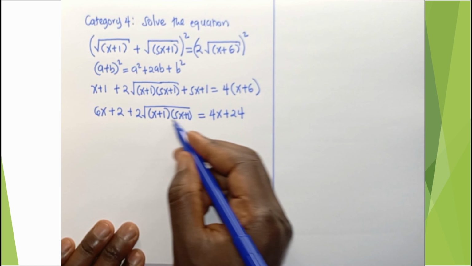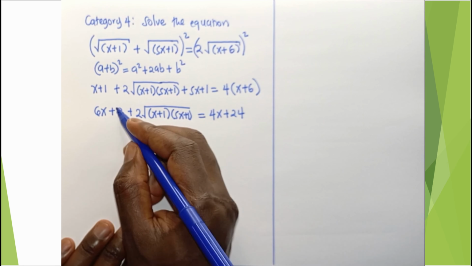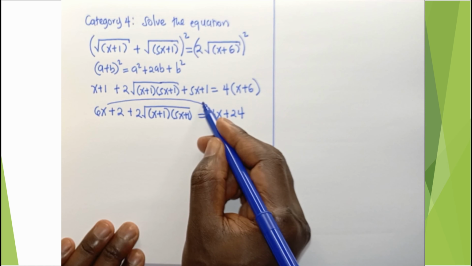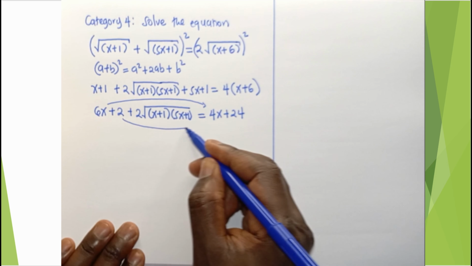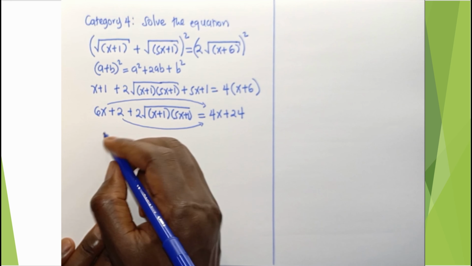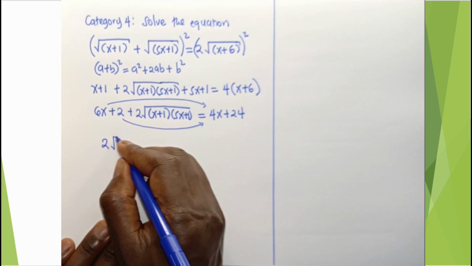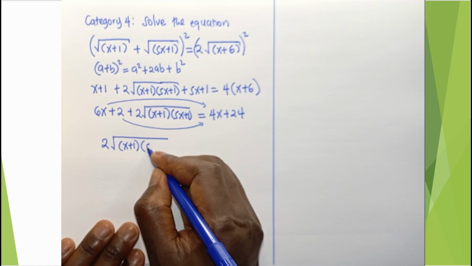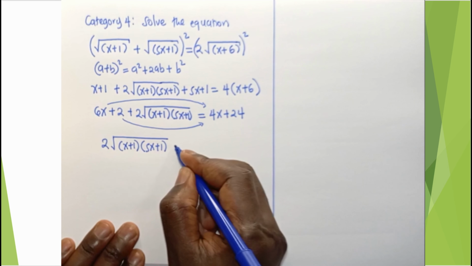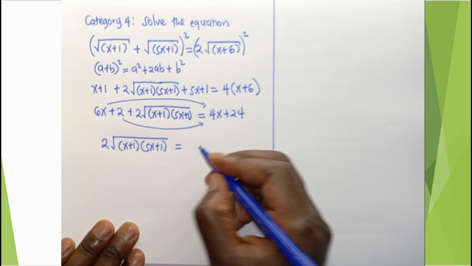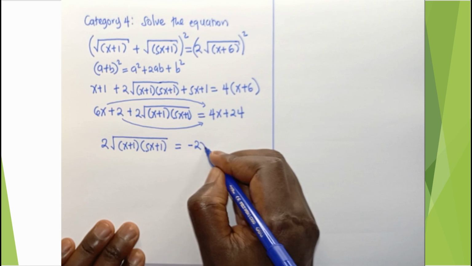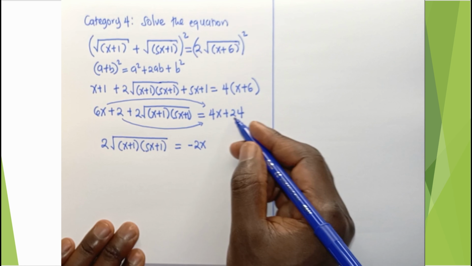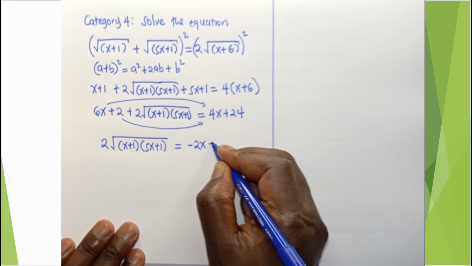So when we simplify and collect like terms together, we take the 6x to the other side and the 2 to the other side. This side we shall remain with the 2 square root. So this is how you battle it. After squaring, the next thing is simplification. After simplifying, on the other side we have 2x, then plus 22.